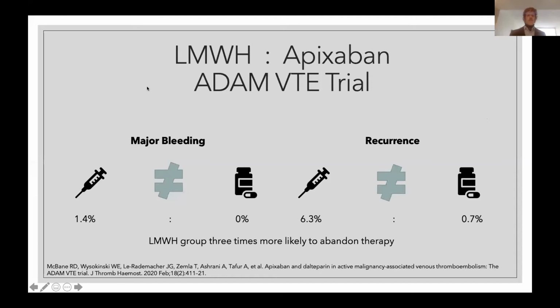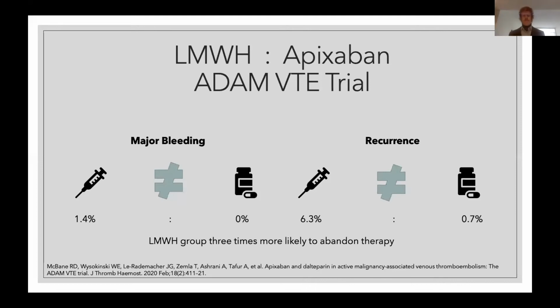Now, just recently, there's been 2 trials that came out over the last month or 2 looking at apixaban versus low molecular weight heparin. These were patients with both incidental and symptomatic VTE, and they found pretty incredible results. When you look at the recurrence in the apixaban group, 0.7%, like, wow, why aren't we prescribing apixaban to everybody? And then from the major bleeding perspective, 0% major bleeding.